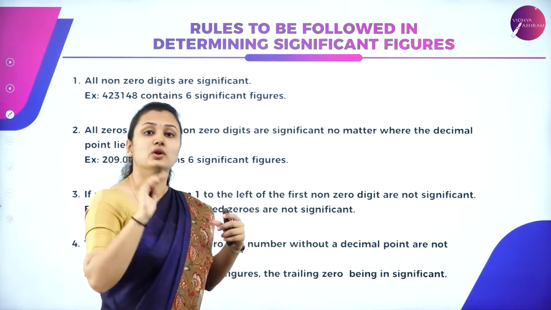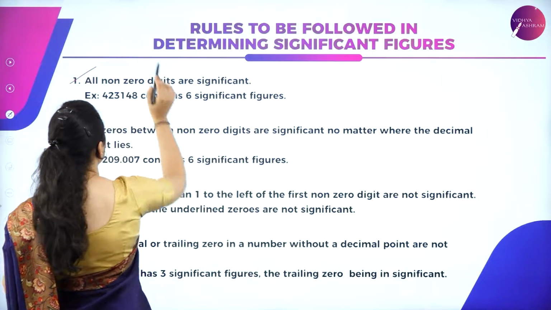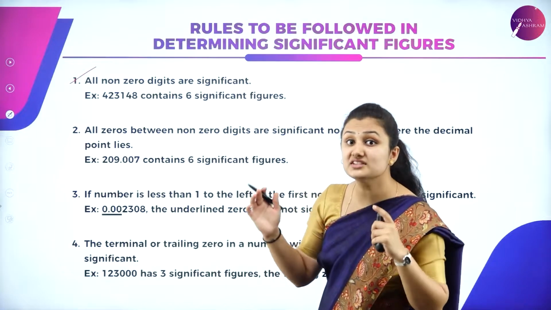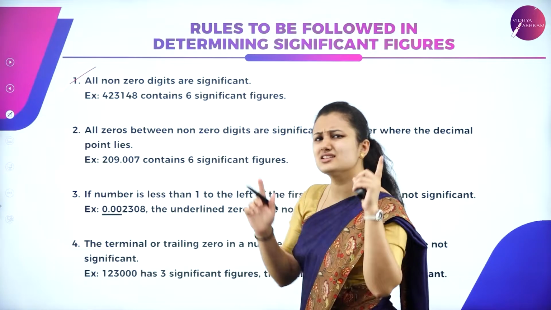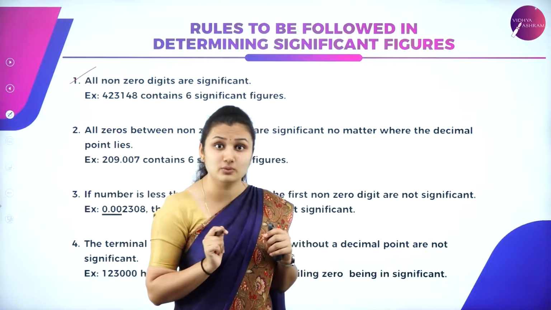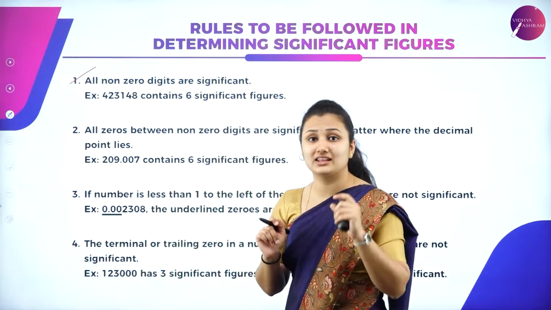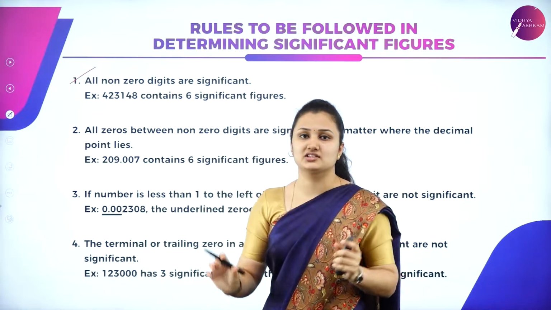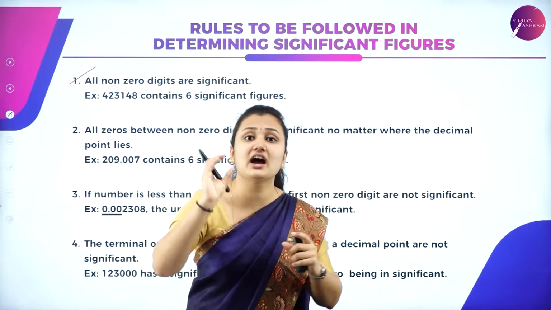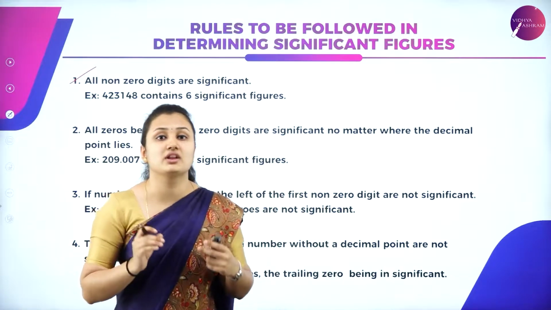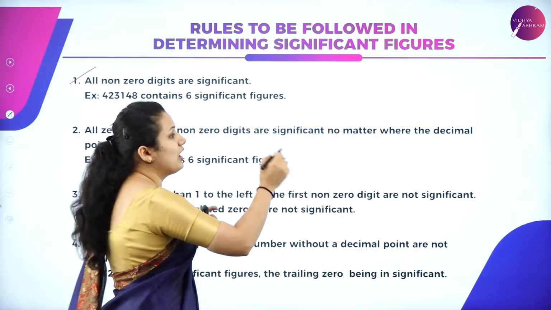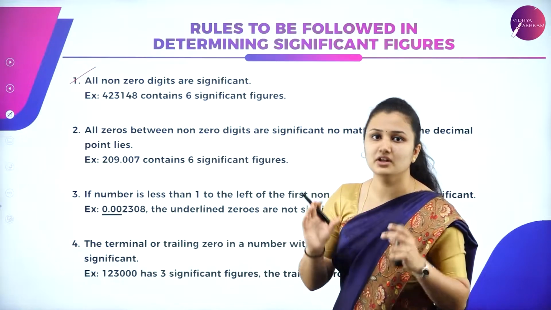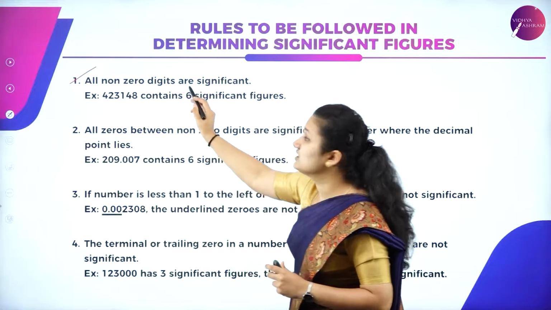So we'll start from rule 1. What is rule 1? All non-zero digits are significant. What do you mean by this? What is a non-zero digit? Non-zero digits are digits which have a definite value in the number system. For example, 1, 2, 3, 4, all these are non-zero digits which have a definite value in the number system. So all non-zero digits are significant.